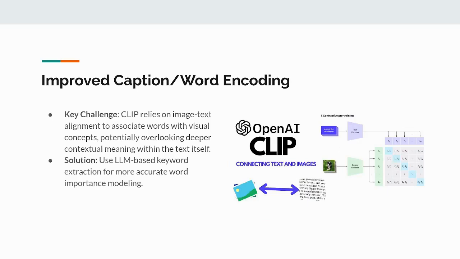For caption and word encoding, we aim to address a limitation of CLIP: it relies on image-text alignment to associate words with visual concepts, and this could potentially overlook deeper contextual meaning within the text itself. Our solution aims to use LLM-based keyword extraction, and in this case, we use TF-IDF and NER for more accurate word importance modeling, thus better helping the model retain important features while compressing the images.